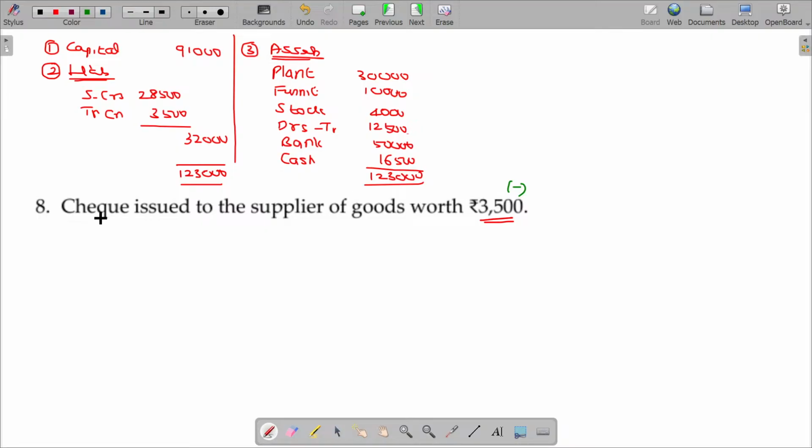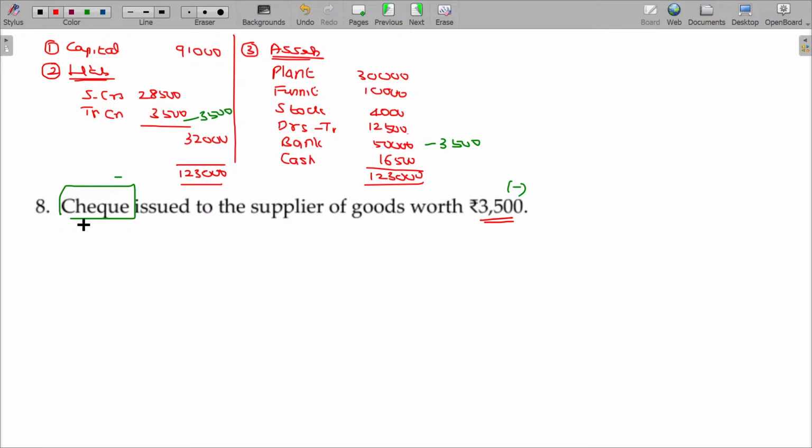And automatically what happens? Check issued. Then it affects the bank balance. So bank balance decreases by 3,500, and the trade creditors also be totally cancelled. Clear? So in the asset side there is a decrease, in the capital and liabilities also there is a decrease, equal value. So that automatically the total will also be equal. Asset should be equal to liabilities and capital, right?